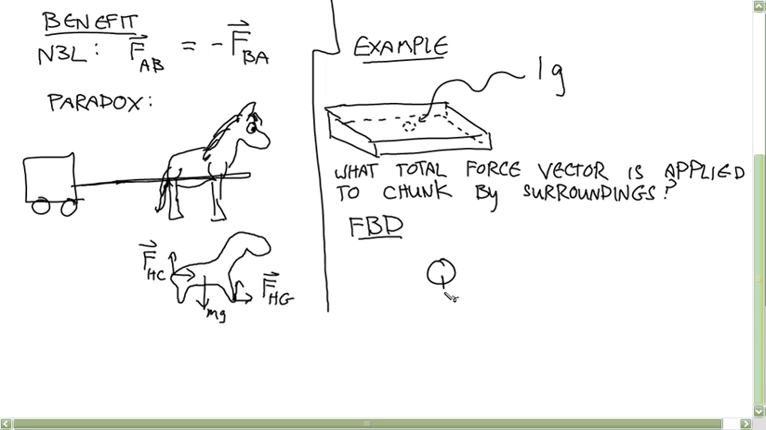Gravity. Yep. And so that's 1 gram, which is 0.001 kilograms. So this is 0.00981 newtons. Okay, so that's gravity. And then go around the outside and look for places where other objects are touching the outline. So what other force is there? The table, right, the surroundings. And that's the force that we're trying to calculate.